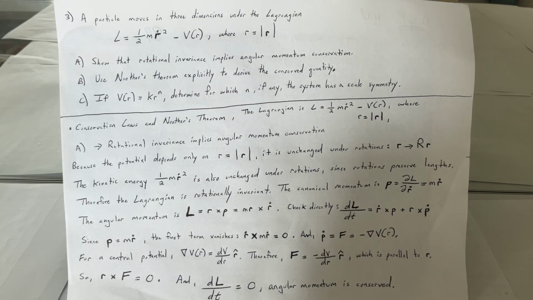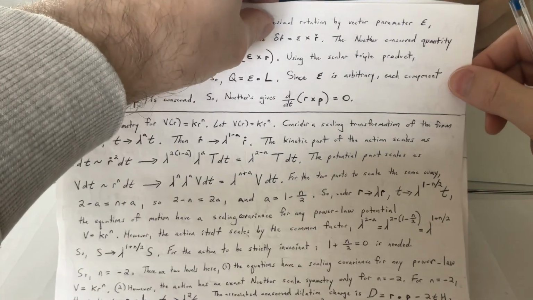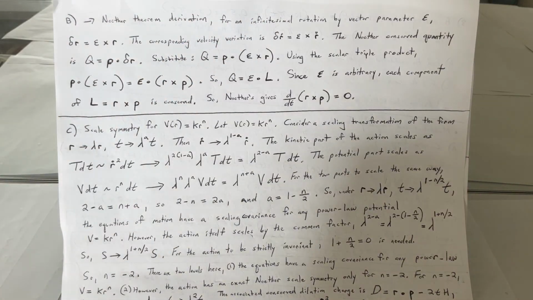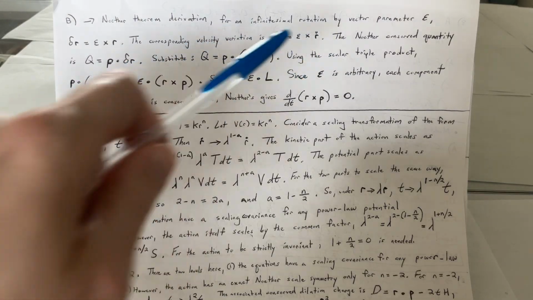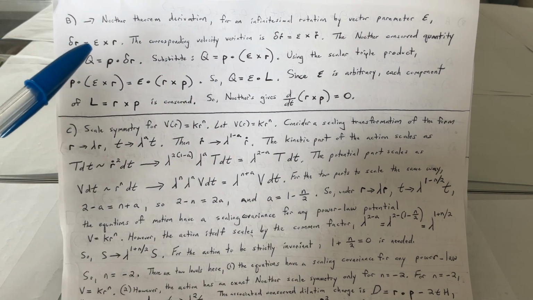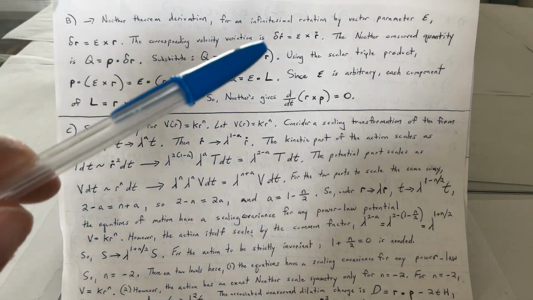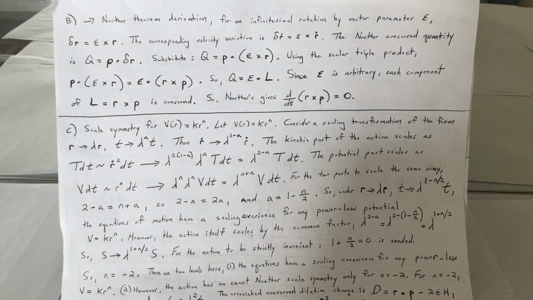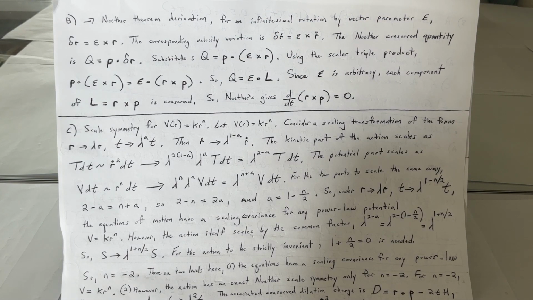Okay. Now for part B, we want to use Noether's theorem explicitly to derive the conserved quantity. Okay, so here, for this, Noether's theorem derivation for an infinitesimal rotation by vector parameter epsilon. Pardon that horribly drawn delta. Delta r equals epsilon cross r. The corresponding velocity variation is delta r dot equals epsilon cross r dot. The Noether conserved quantity is Q equals p dot delta r.